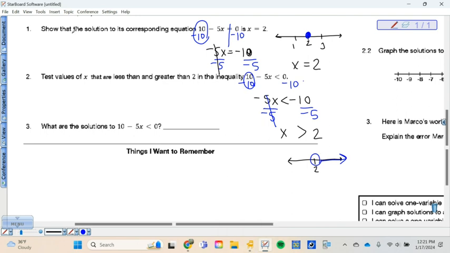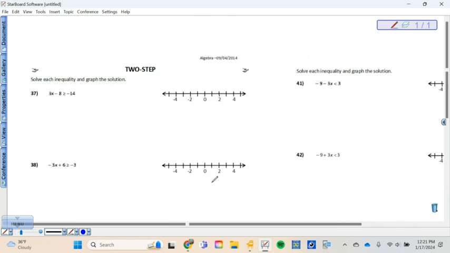All right, let's flip over to the other side of the paper, and I'm going to do some practice problems with you. Okay, we're going to start with number 37. Do you see how 37 is really similar to the one we did on the other side?